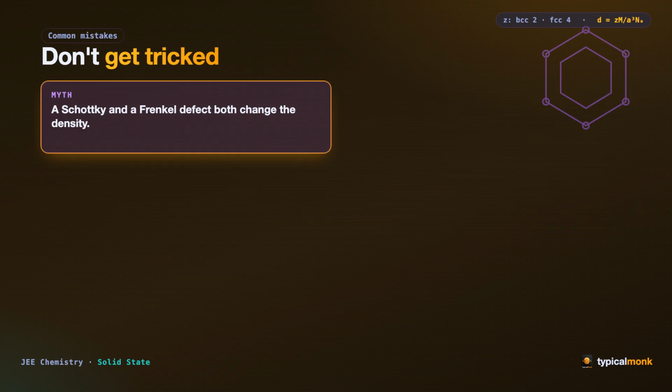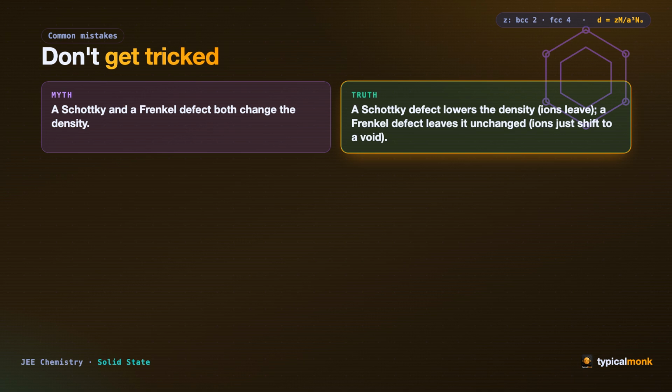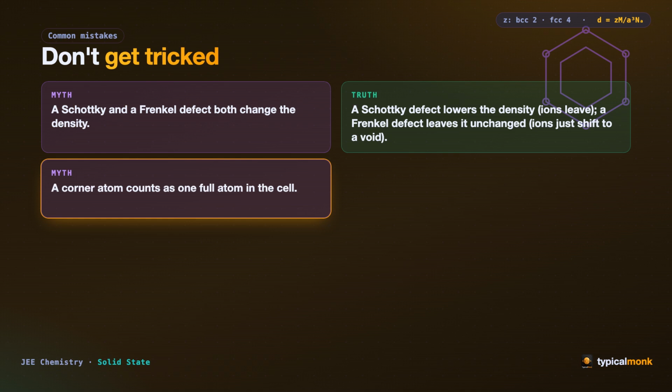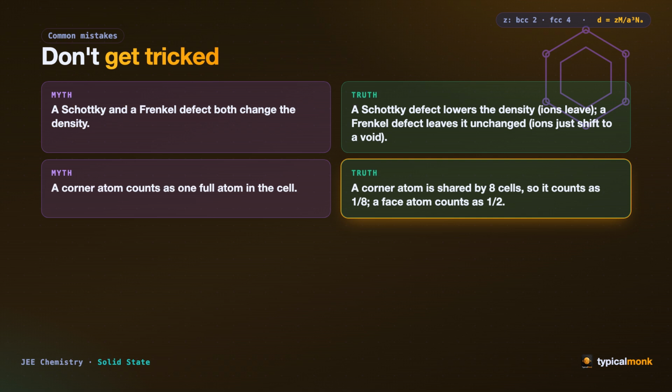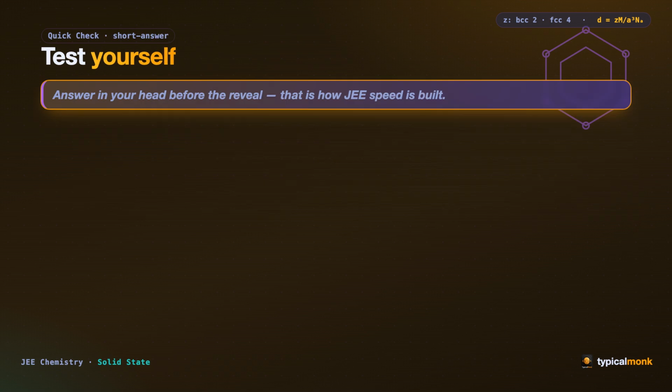Now the 2 mistakes that quietly cost marks. The myth, a Schottky and a Frenkel defect both change the density. The truth, a Schottky defect lowers the density since ions leave the lattice, but a Frenkel defect leaves it unchanged since the ions merely shift to a void. The second myth, a corner atom counts as 1 full atom in the cell. The truth, a corner atom is shared among 8 cells, so it counts as 1/8, and a face atom counts as 1/2.